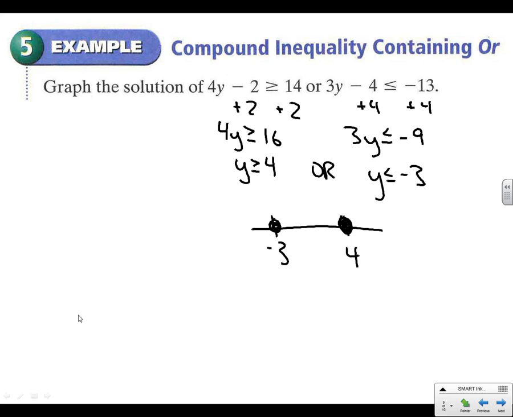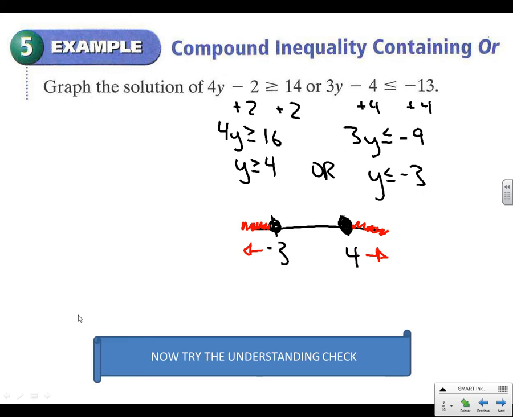And now or, we're going to the outside. I want to be bigger than 4. Right? Bigger than 4 going that way. I want to be less than -3. So we would shade to the left. All right? So, or we're going on the outside. Try your understanding check.